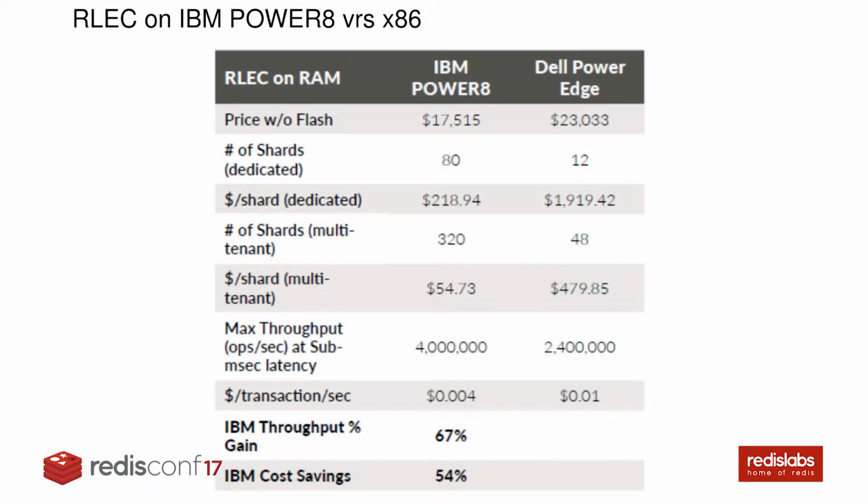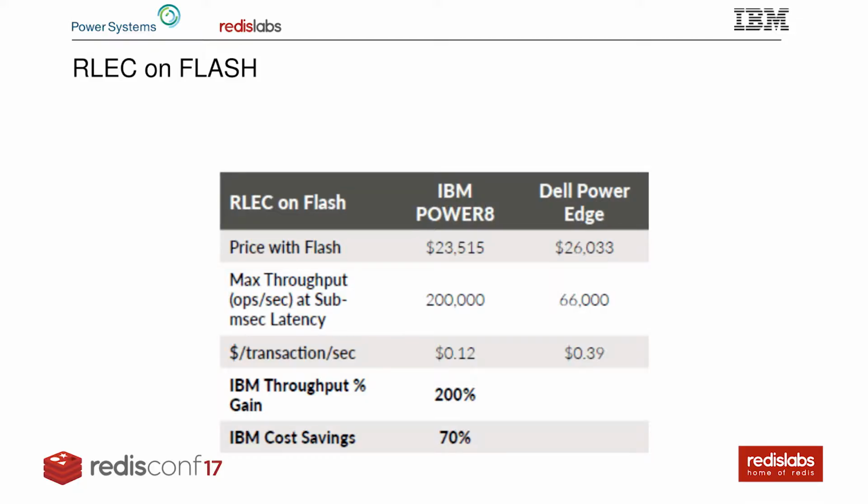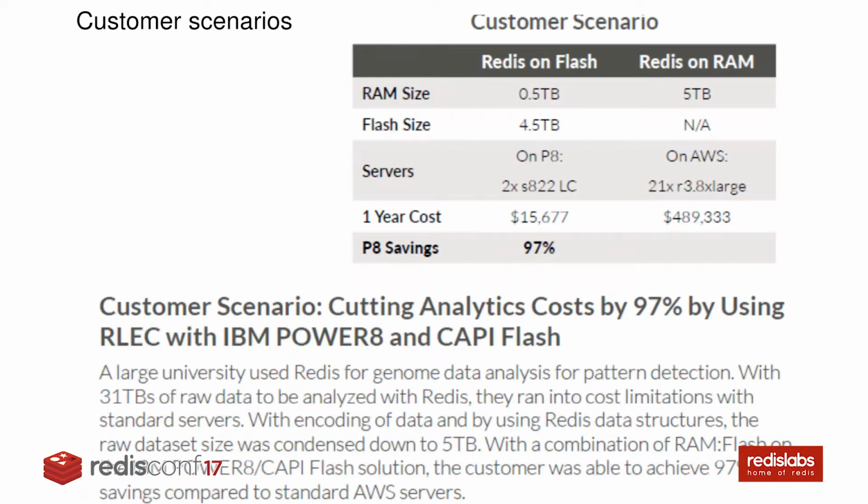So this is one example of a benchmark where we had a 67% throughput gain and a cost savings of 54% compared to Dell. This is a pure without flash scenario, so straight up without flash versus without flash. So the message on this chart is our hardware is cost competitive at the $17,000 price point with a Dell PowerEdge type environment. This next one is with flash. So again, the IBM Power 8 with CAPI versus the Dell with the NVMe flash. And again, now we get up to the 2x performance and the 70% cost savings.